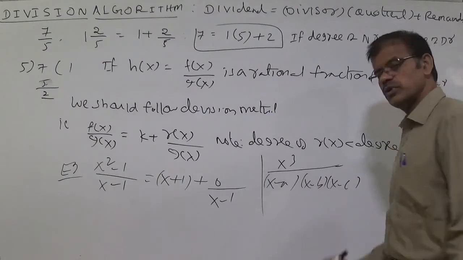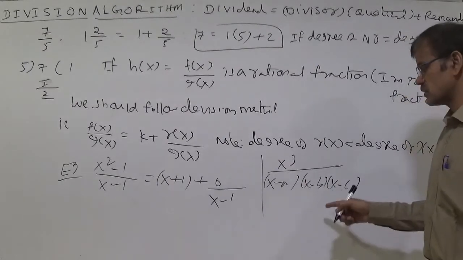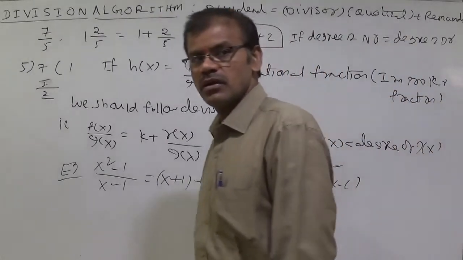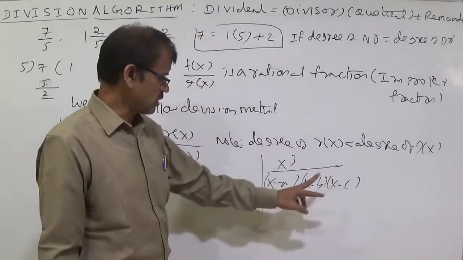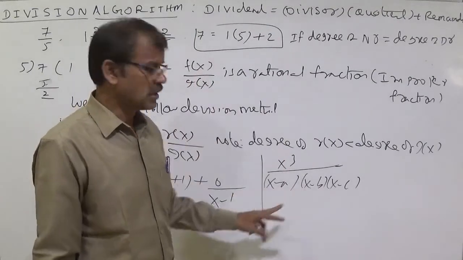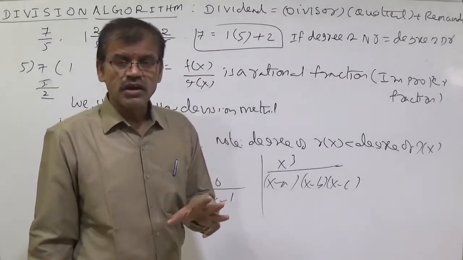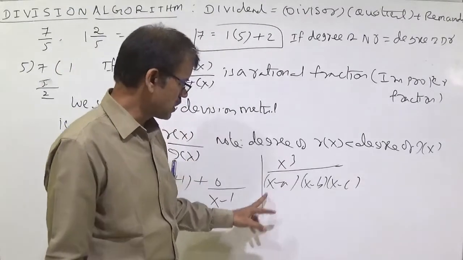In 2a and 2b we have a sum, it is important, 4 marks in partial fractions. For integration also it is an important MSET bit. x cube by (x minus a)(x minus b)(x minus c) is there. So what is the degree of numerator here? 3. What is the degree of denominator? It is also 3.